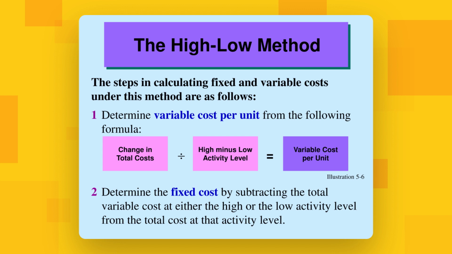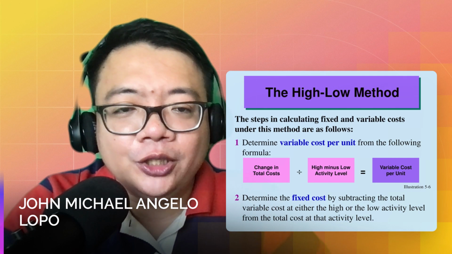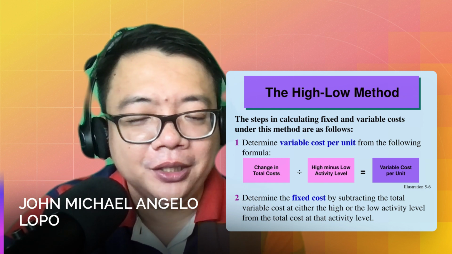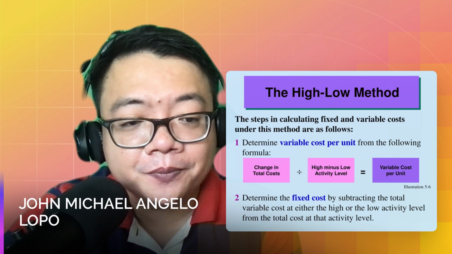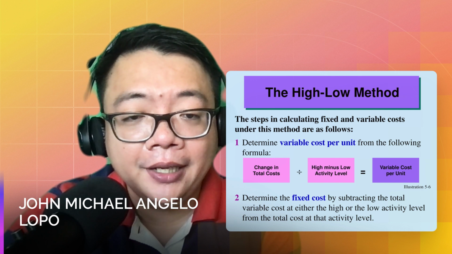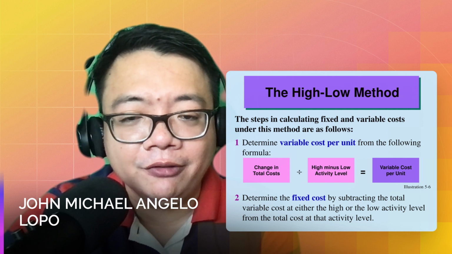So, class, this is very important, particularly in calculating the change in total cost and the high minus low level of the activity. Please take note of this, especially in computing your high-low method. What is the formula again, class? Change in total cost divided by high minus low activity level.